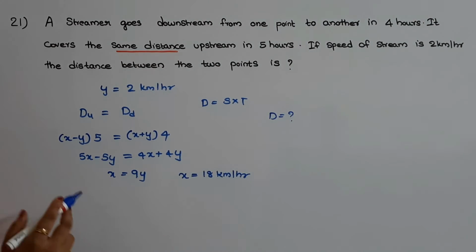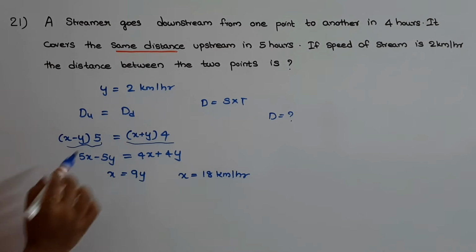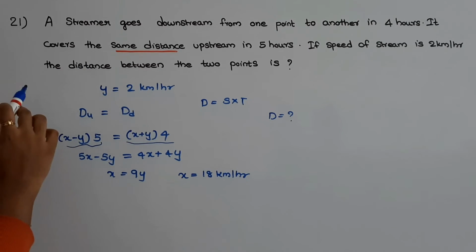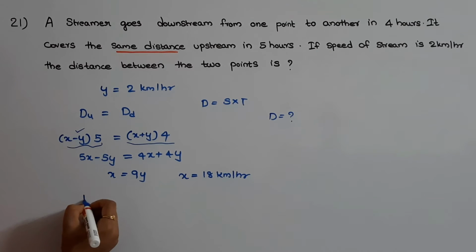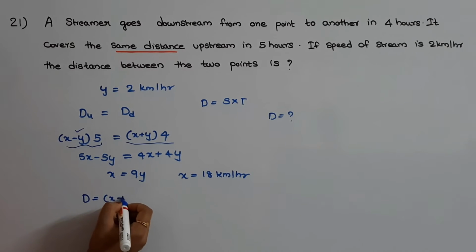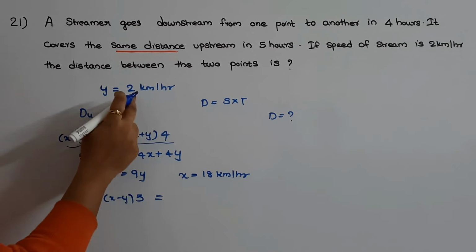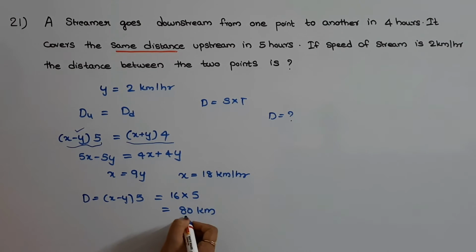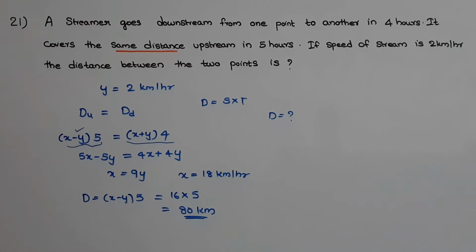So, distance can be found either from this part or from this part, since distance is the same for upstream as well as downstream. So, I am taking this part. Distance is equal to (x - y) into 5. So, x - y is 18 - 2, that is 16, into 5, that is equal to 80 km. Hence, the distance between the 2 points is 80 km.